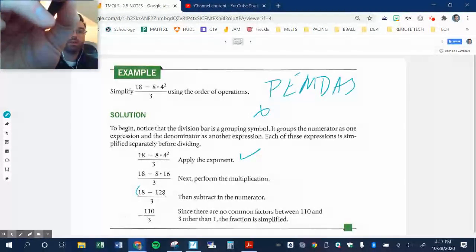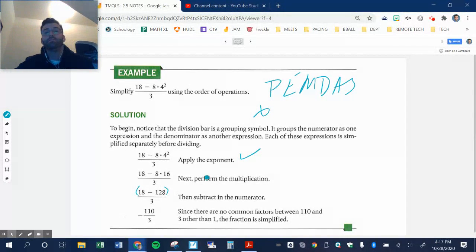Technically, I know they said there weren't any parentheses, but technically, this is the parentheses. Okay, those are in parentheses there. I like to think of it like that, as being in the parentheses, because I want to do everything in the numerator first before dividing by the denominator.